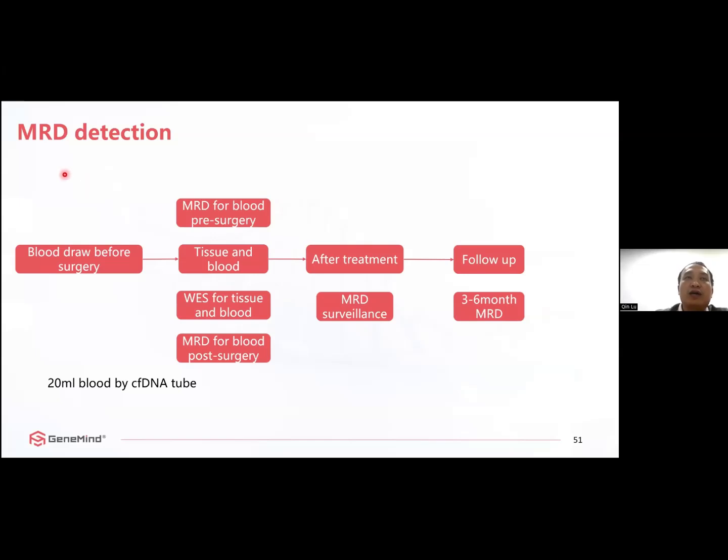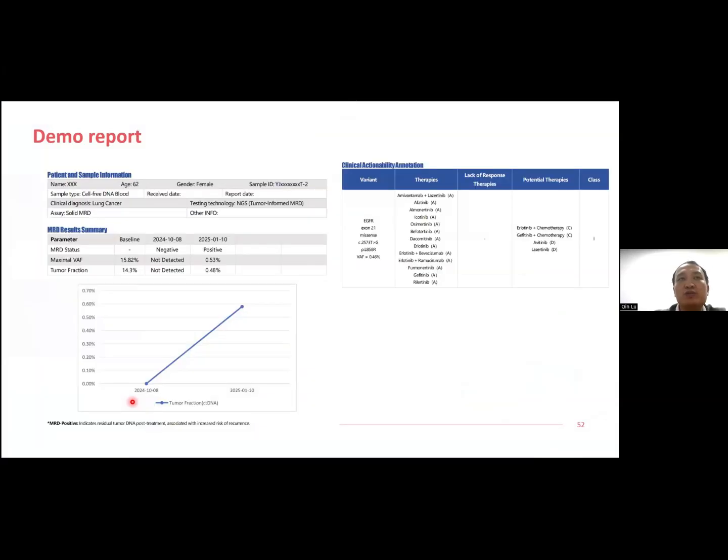And here is the MRD detection workflow. We have a blood draw before surgery, and MRD for the blood pre-surgery, and we have tissue and blood. Then we do the WES, and we do the MRD for the blood post-surgery, and after treatment, we do the MRD surveillance, with follow-up every 3 to 6 months. And we need 20 milliliters of blood in a cfDNA blood tube.